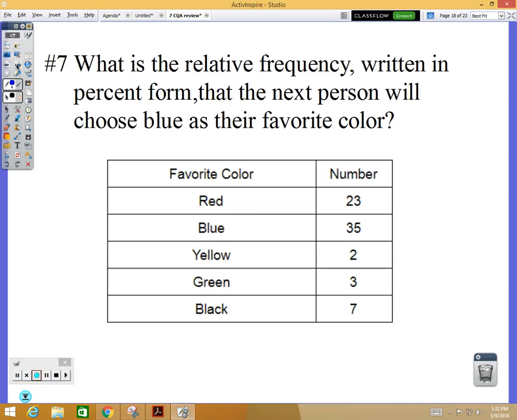All right, question number 7 is the first time you see where they use that phrase relative frequency. This is kind of just a fancy way of saying probability. Okay? So it says, what is the relative frequency, written in percent form, that the next person will choose blue as their favorite color? We're not going to start by making a percent. We're going to start by making a fraction, just like we did in the last problem. And in our fraction, the bottom number, the denominator, is going to be the total number of people.